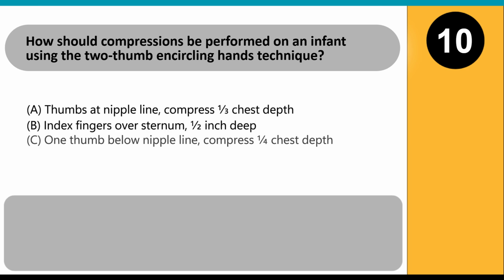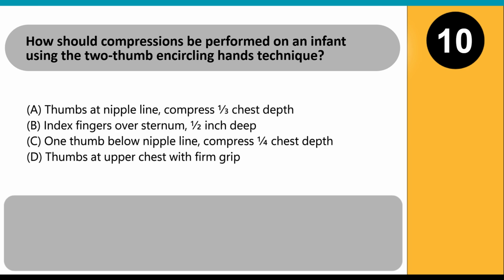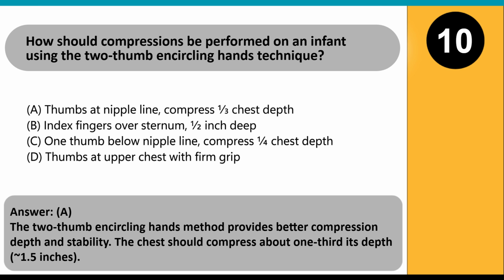How should compressions be performed on an infant using the two-thumb encircling hands technique? A. Thumbs at nipple line, compress 1/3 chest depth. B. Index fingers over sternum, ½ inch deep. C. One thumb below nipple line, compress 1/4 chest depth. D. Thumbs at upper chest with firm grip. Answer: A. The two-thumb encircling hands method provides better compression depth and stability. The chest should compress about 1/3 its depth, 1.5 inches.